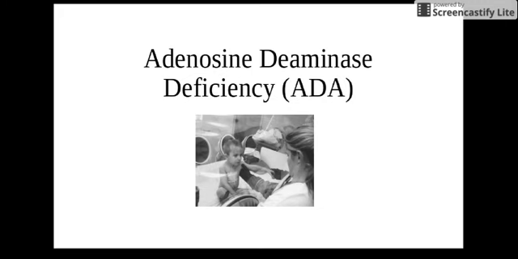Adenosine deaminase deficiency, also referred to as ADA, is a genetic disorder that causes severe combined immunodeficiency, also known as SCID. ADA is inherited in an autosomal recessive pattern. Homozygous patients will exhibit the SCID phenotype, with a severely damaged immune system lacking virtually all protection from bacteria, viruses, and fungi.